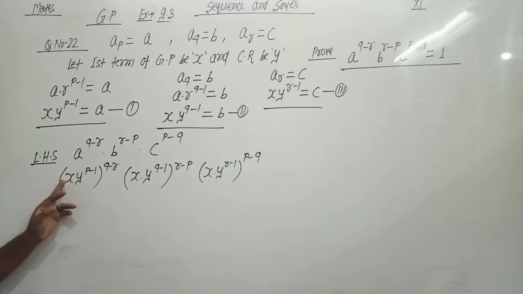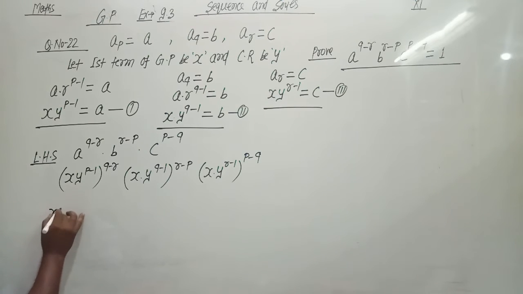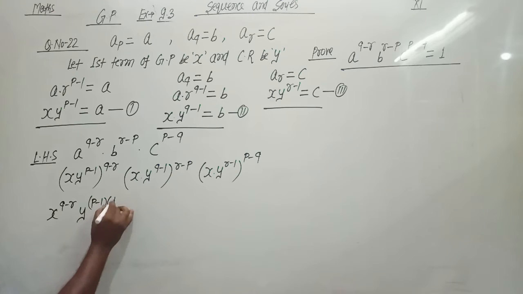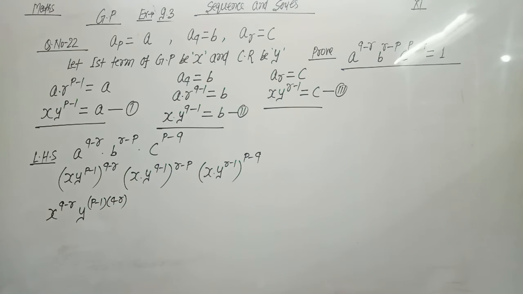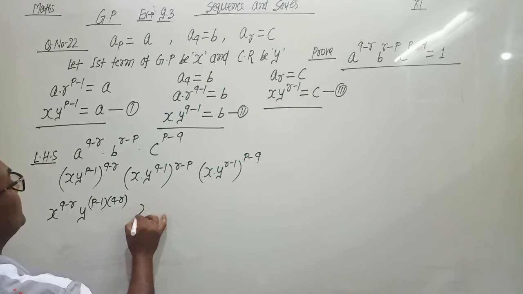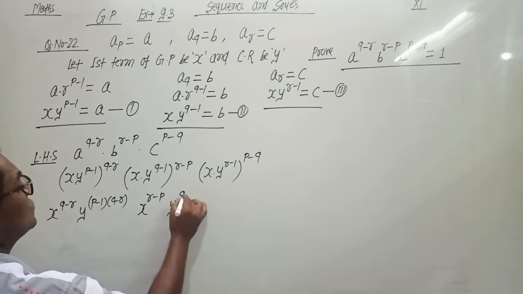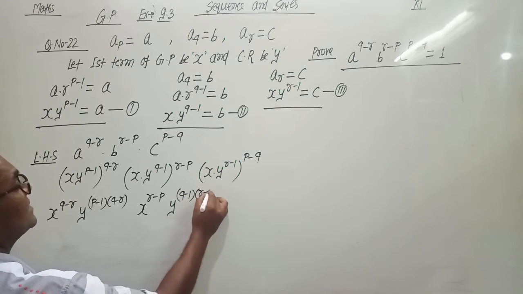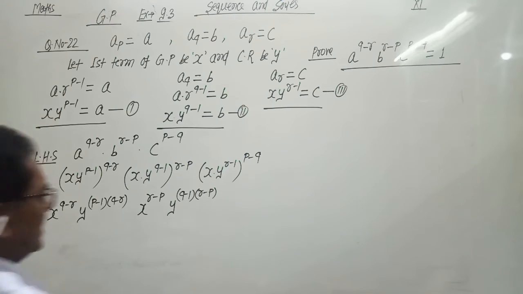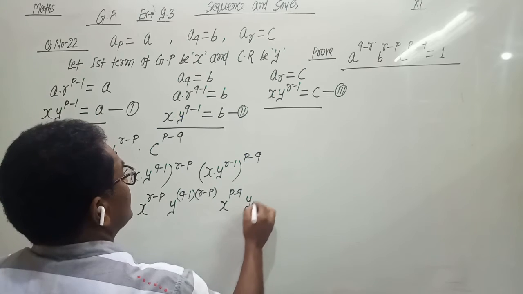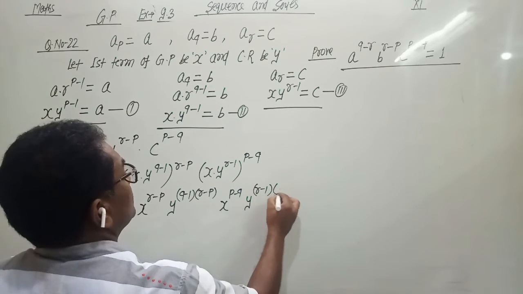Then the powers are multiplied. We get x raised to the power q minus r, y raised to the power p minus 1 into q minus r. From here x raised to the power r minus p, y raised to the power q minus 1 into r minus p. Then x raised to the power p minus q and y raised to the power r minus 1 into p minus q.